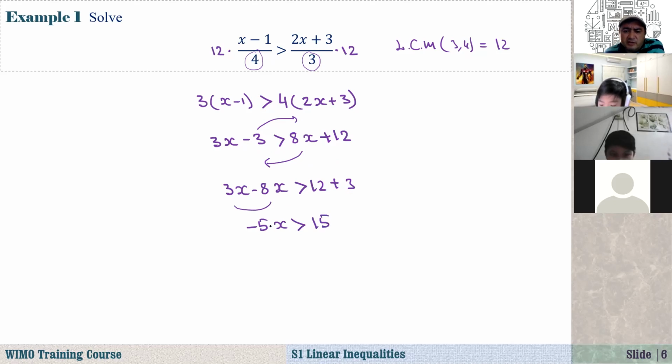So now I want to isolate this x. I want to leave x alone on the left-hand side. So what should I do here? I need to eliminate this, right? So what is the reciprocal of negative 5?